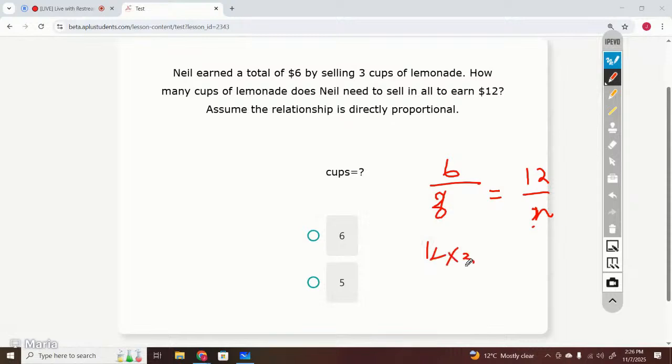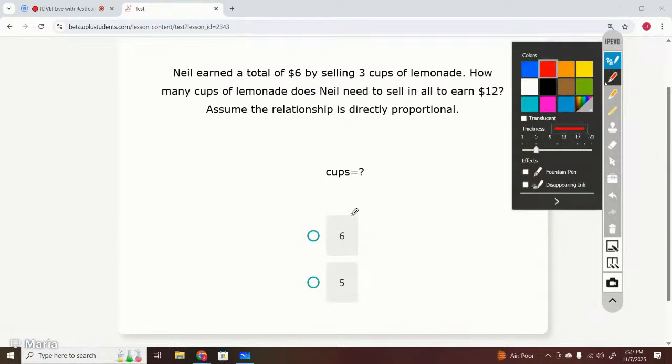That is 12 times 3 divided by 6. 3 times 2 is 6, 2 times 6 is 12. So n is equal to 6. The correct option is 6.